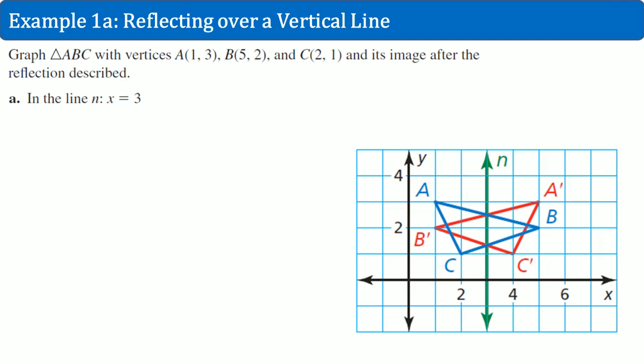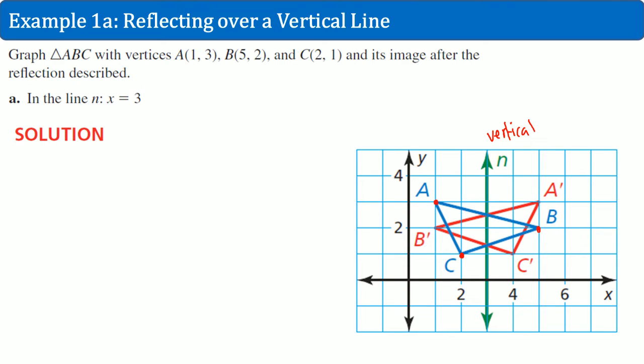Example 1a. Let's see how it reflects over a vertical line. You're going to graph the original triangle, which is in blue, A, B, and C, and it has these vertices. A is at 1, comma 3. B is 5, comma 2, and C is 2, comma 1. And these are going to be reflected over this line, which is R. This is considered a vertical line because it is going up and down, so it's written in this equation, x equals 3 in this case.